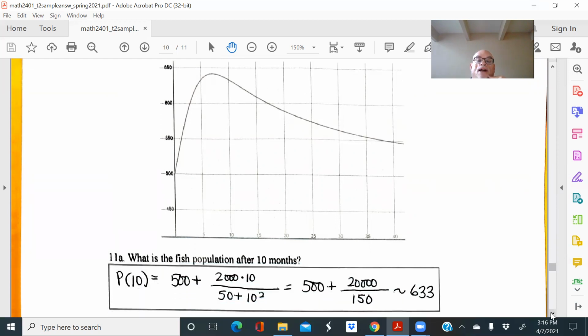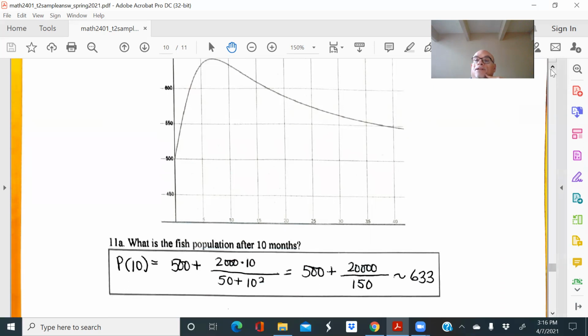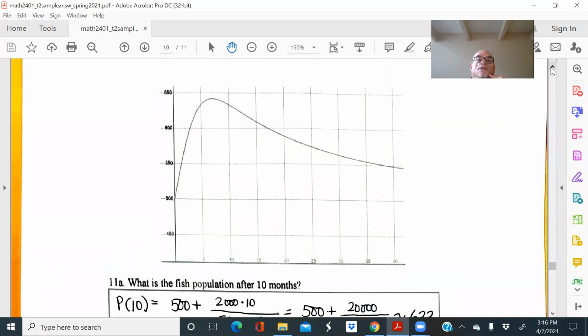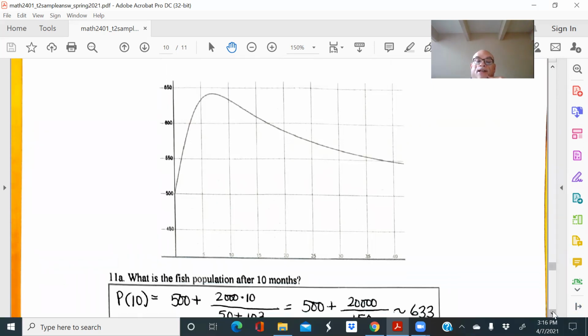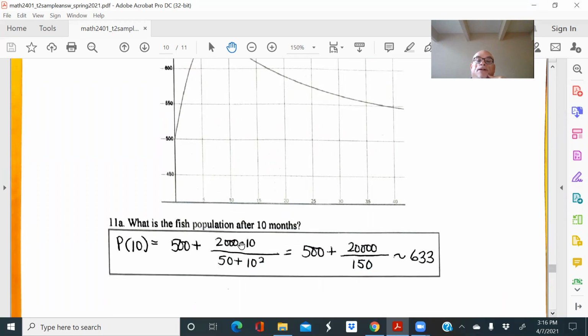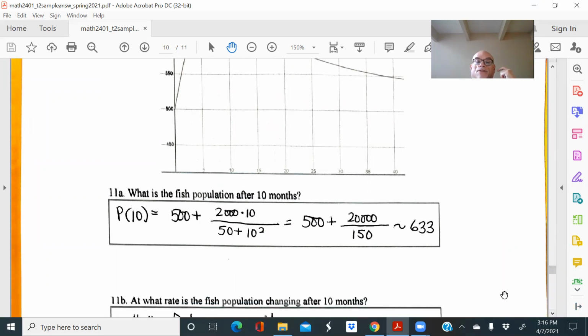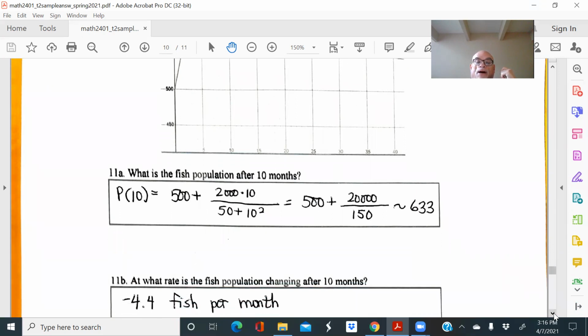All right, so the first thing we're asked for is pretty simple, right? What's the fish population after 10 months? So that's not a calculus question. We just have to plug 10 into our population formula, and do the arithmetic, and we end up with approximately, I rounded off a little bit here, 633. Okay, so after 10 months, we have about 633 fish in the pond.